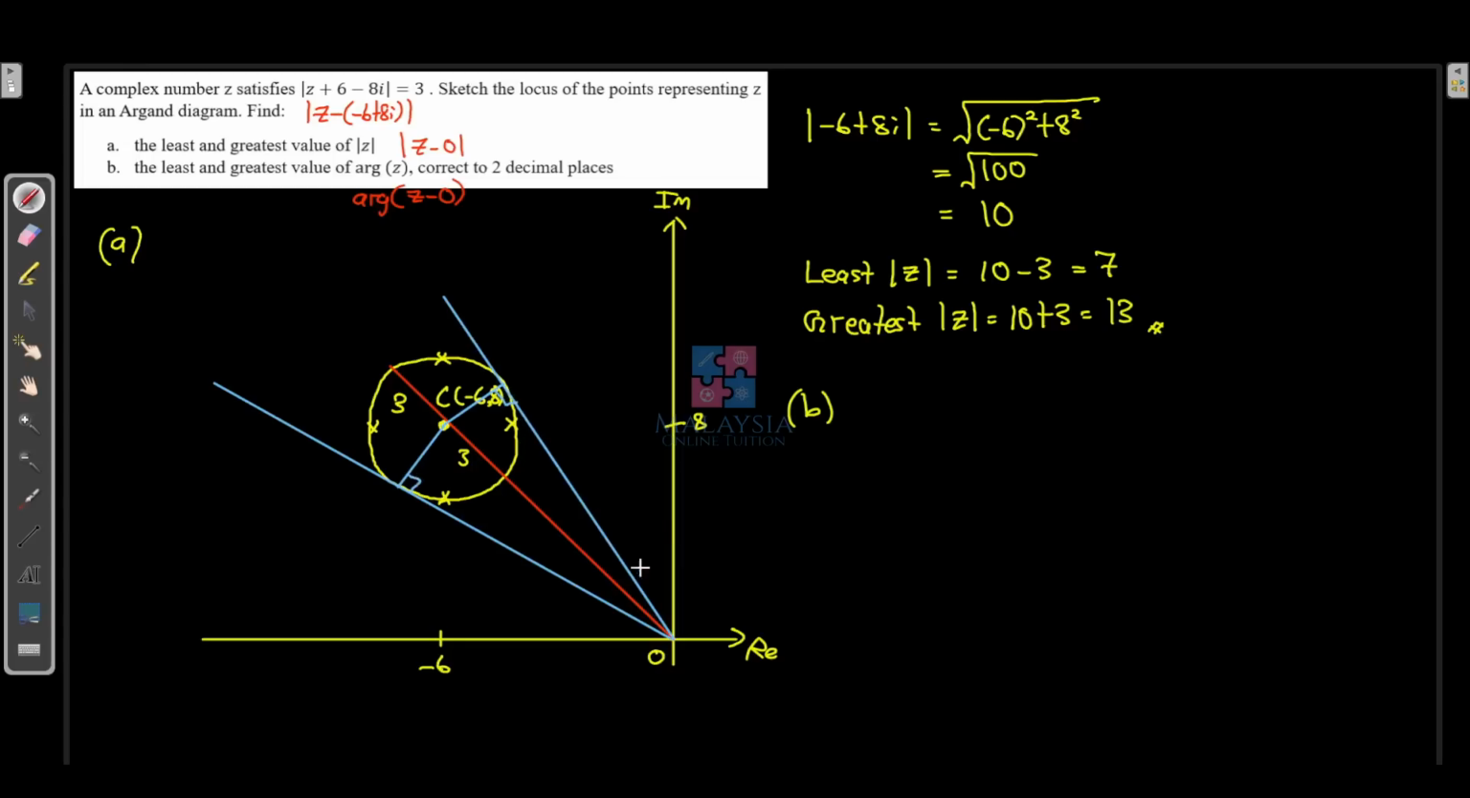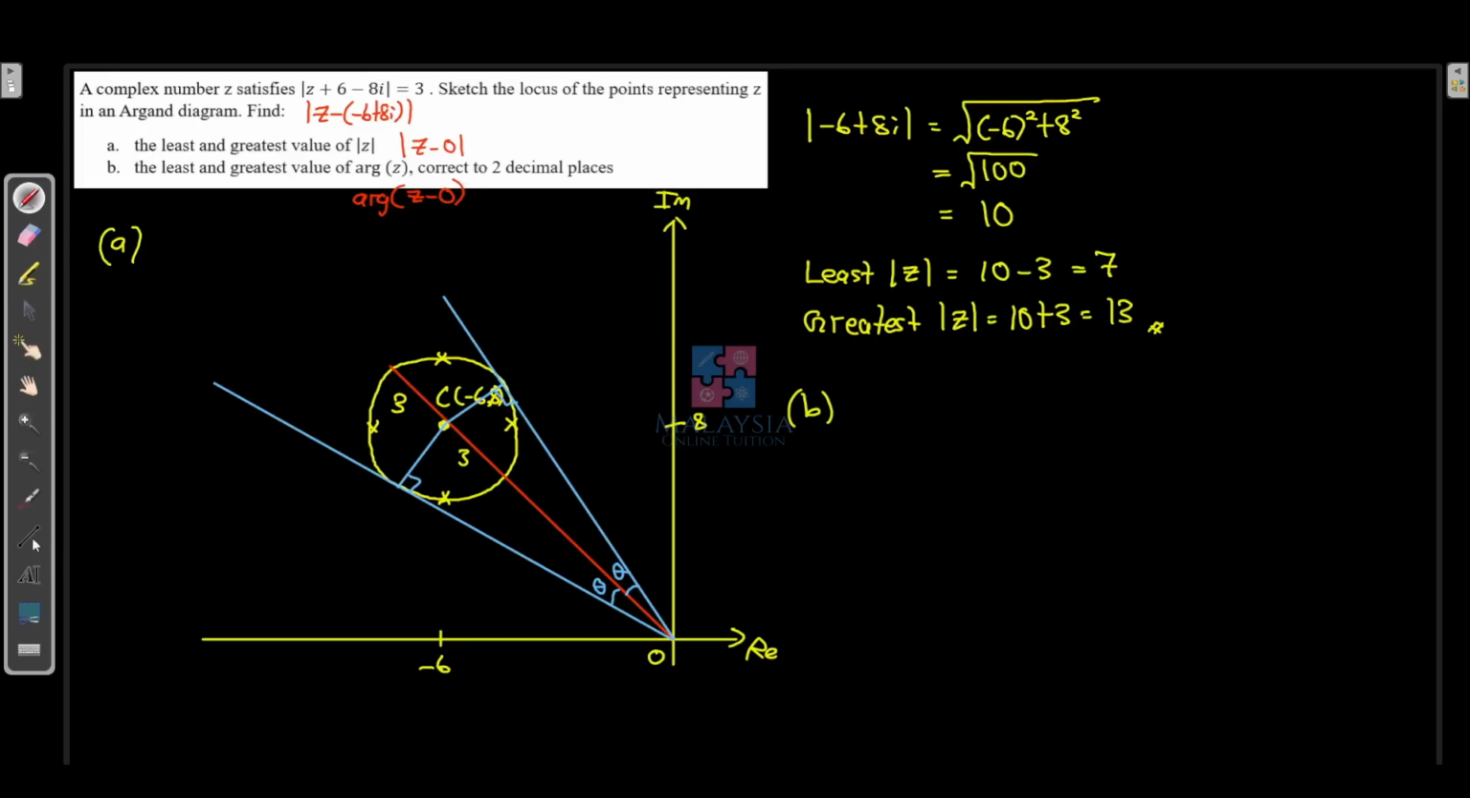Okay, so now what you need to find is this theta, and then you need to find this as well, which is theta. The next thing you need to do is find the argument of the center of the circle, which is negative 6, 8. To get the least argument z, you take the argument of the center of the circle minus theta. And for the greatest argument, you take the argument of the center of the circle plus theta. That's why the first thing we need to do here is find the value of theta.